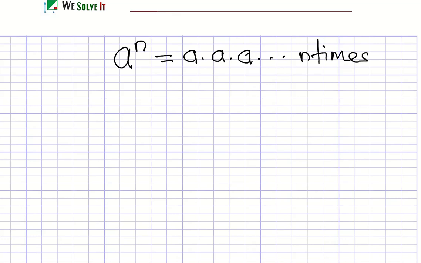Generally, we can say a raised to power n is the same thing as a times a times a, you keep going n times, right? N times. Again, I don't want to make this too complicated. So we say a is the nth root of a times a times a, n times, right?